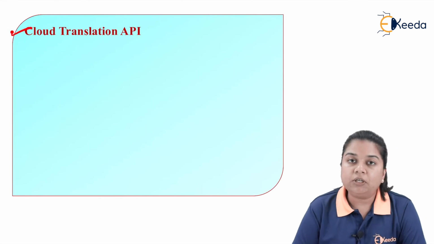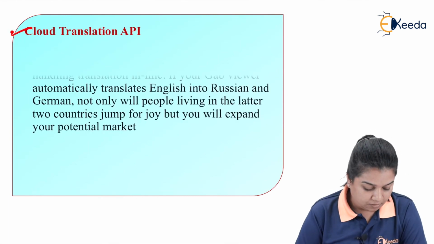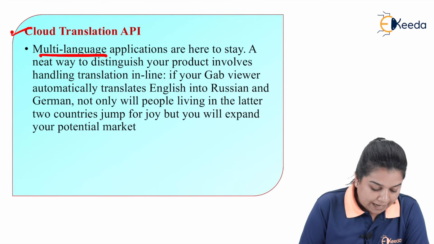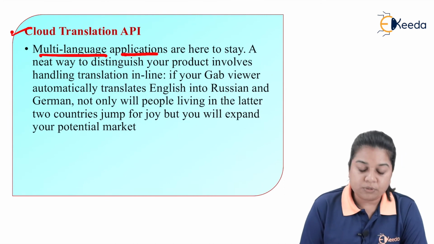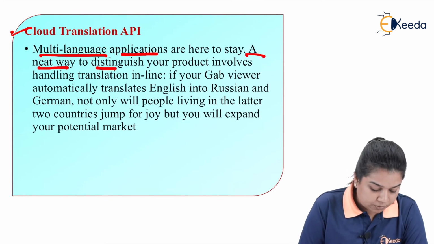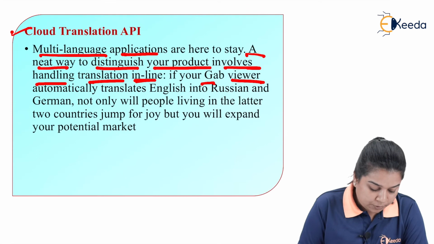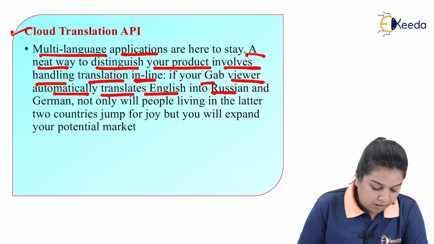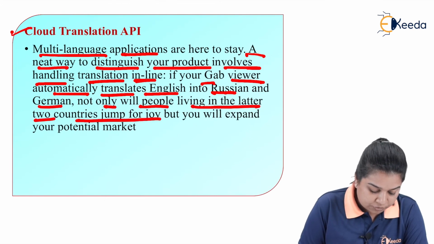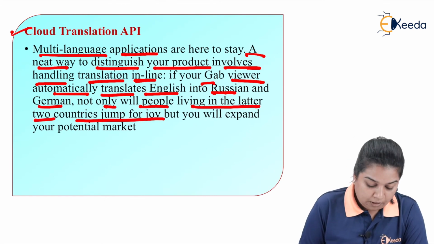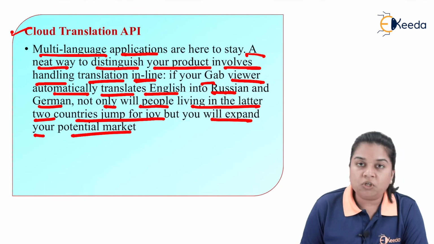Cloud Translation API. Multi-language applications are here to stay. A neat way to distinguish the product involves handling translation inline. If your viewer automatically translates English into Russian and German, not only will people living in the latter two countries jump for joy, but you will expand your potential market.